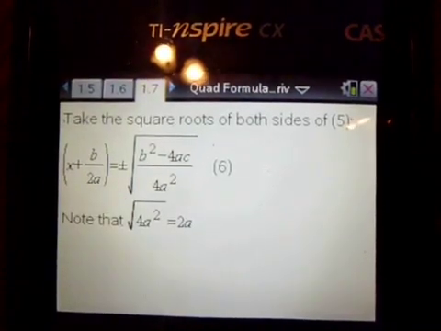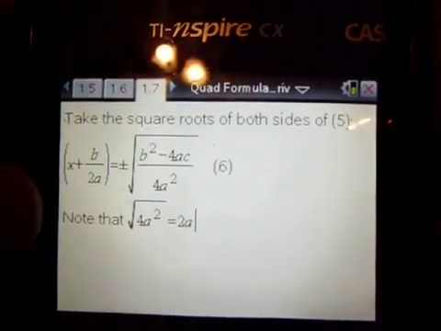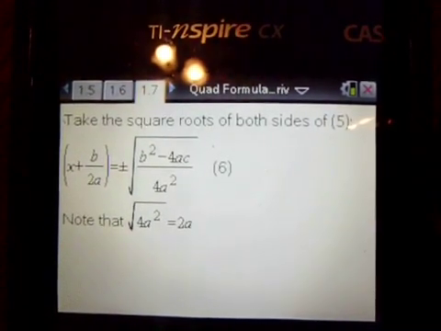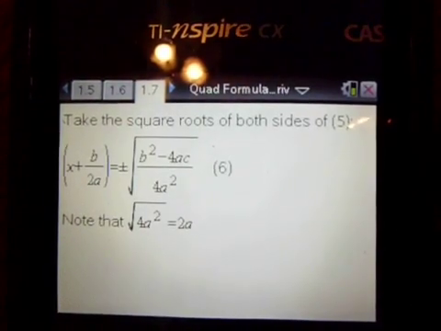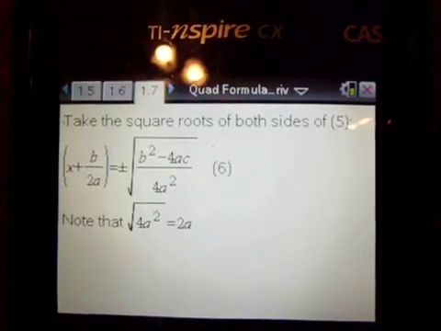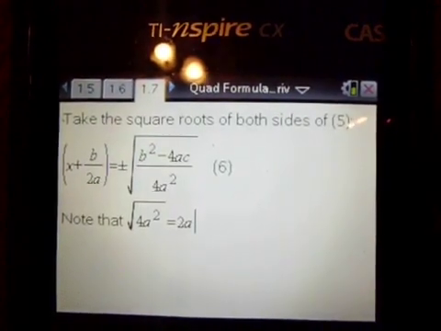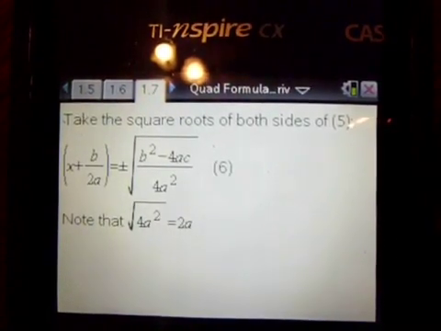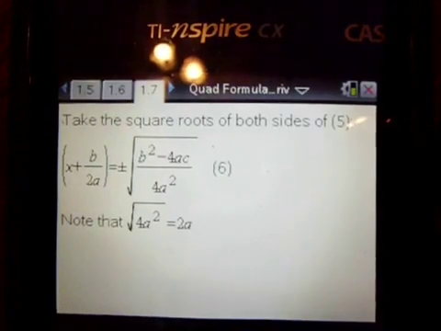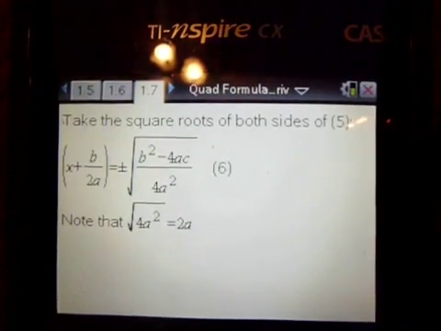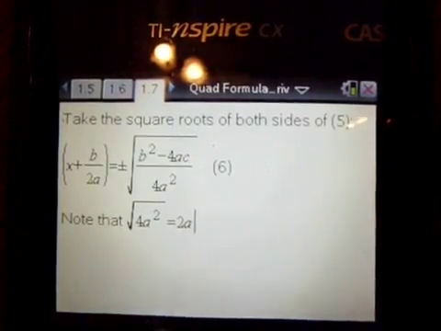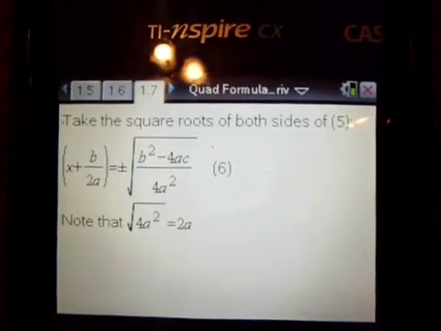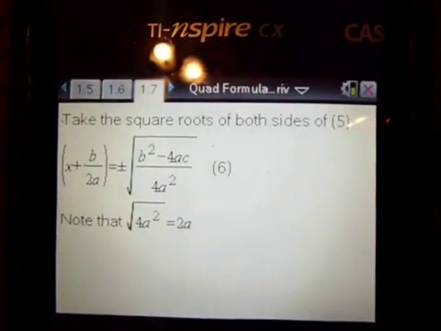So that's why we have the plus or minus here, because we recognize that there are two possible answers when you take the square root of a number. In practice, we take the positive root, but here we want two solutions, so we're going to retain the plus or minus. So we have x plus b over 2a equal to plus or minus the square root of b squared minus 4ac over 4a squared. Note here that we can simplify the denominator by recognizing that the square root of 4a squared is equal to 2a.